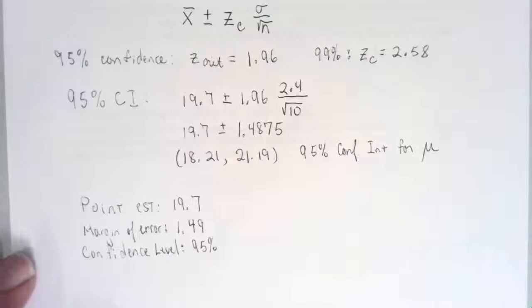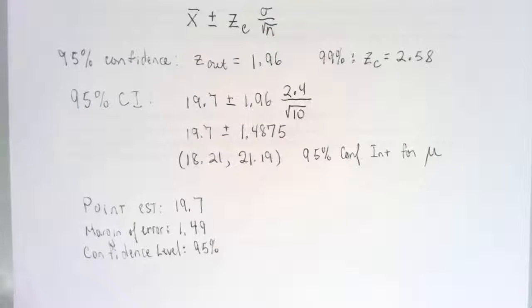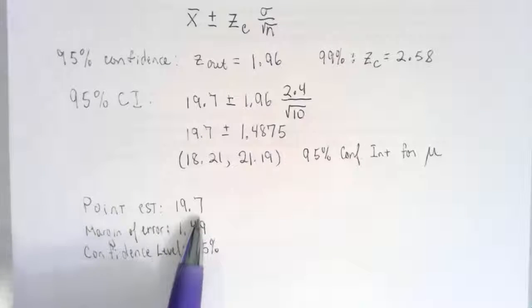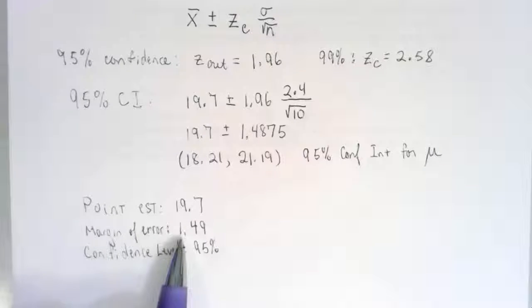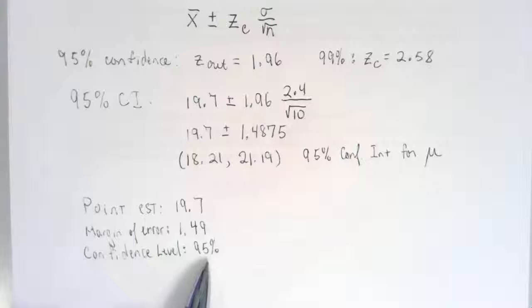Another way of summarizing would be to say this. Our one number best guess for the average weight of these bobcats is 19.7 pounds. If you ask us, how close do we think we are to the true value, we'd say we don't think the error is any more than 1.49 pounds. How confident are we in those statements? Well, we're 95% confident.